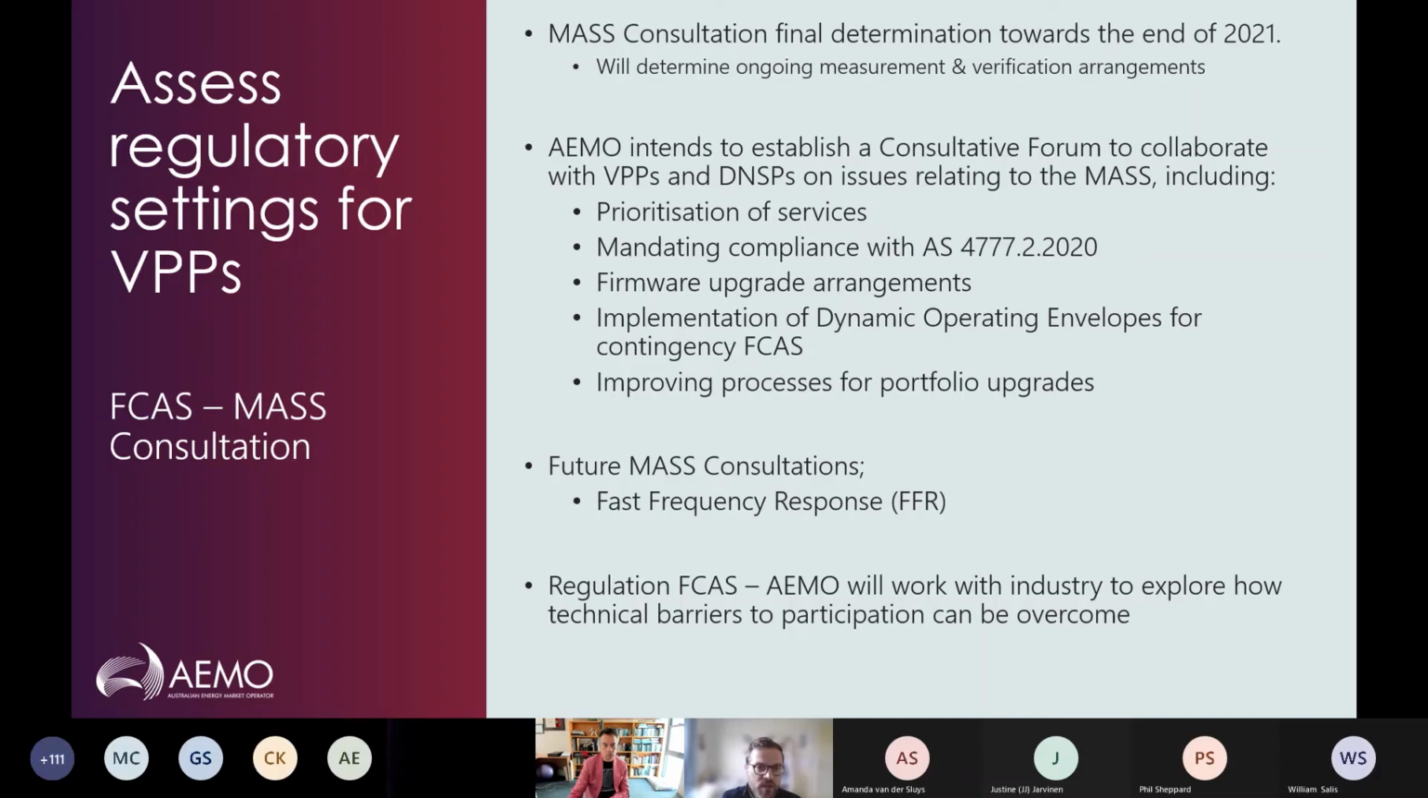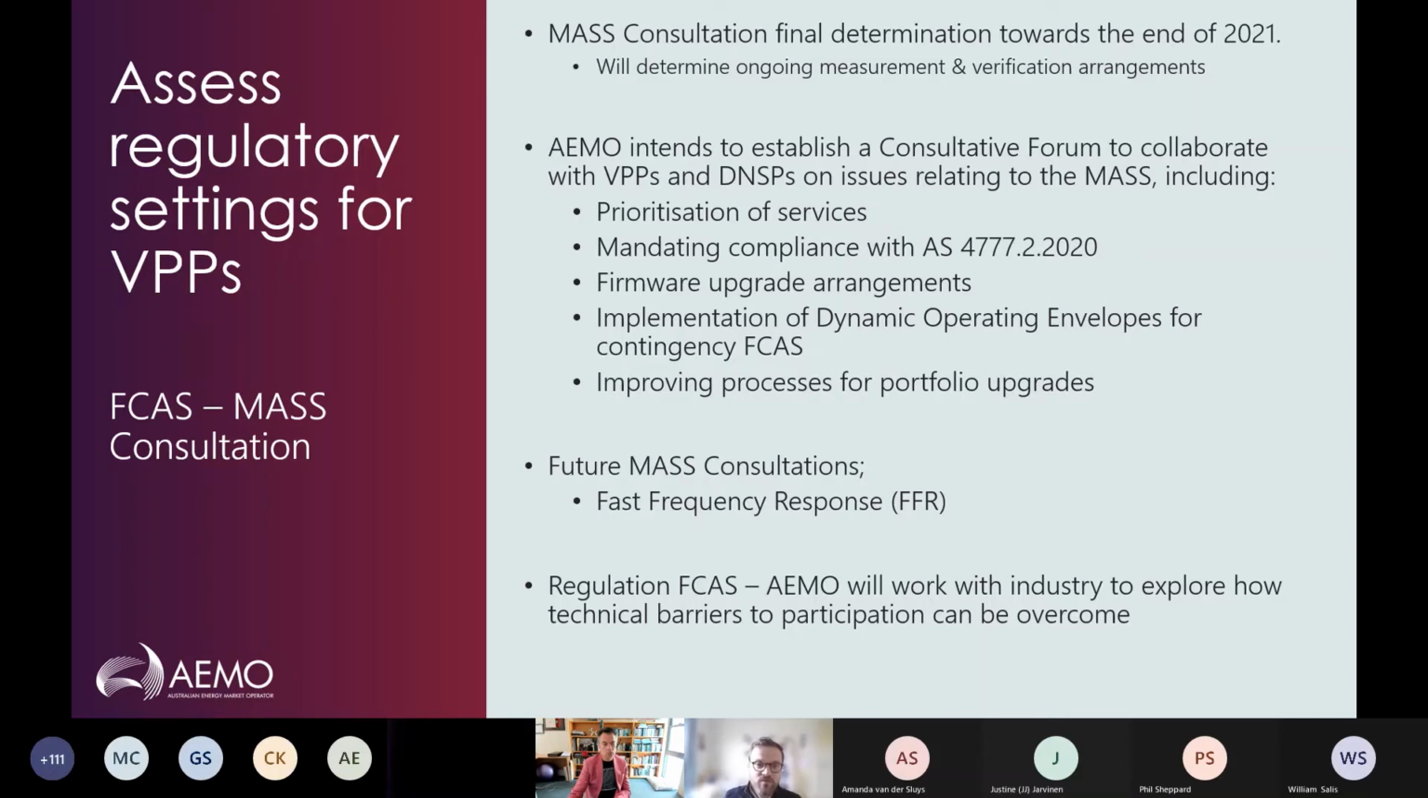The next one is around the implementation of dynamic operating envelopes for contingency FCAS. That same project that SAPN was running, the Advanced VPP Grid Integration project, was looking into the use of flexible export limits, which is the term SAPN have used, but it can also be referred to as the dynamic operating envelope. They were shown to be very effective at allowing exports at a particular connection point to exceed the traditional 5 kilowatt limit. They've shown that connection points can be allowed to export greater than 5 kilowatts, and perhaps up to 10 kilowatts, during most of the year even.